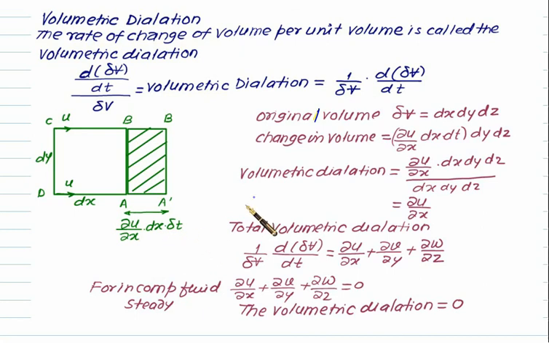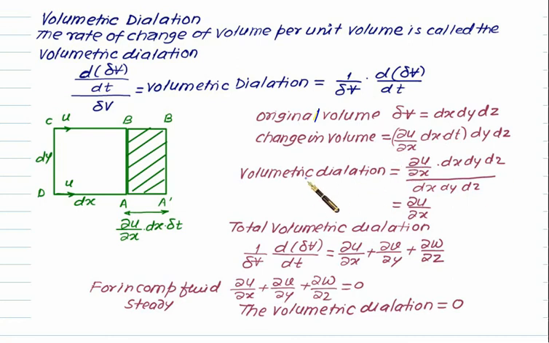So in that case we have volumetric dilation equal to the change in volume divided by the original volume, which is equal to del u by del x. So this computation is done along the x-axis. The same computation we can do along the y-axis and z-axis.